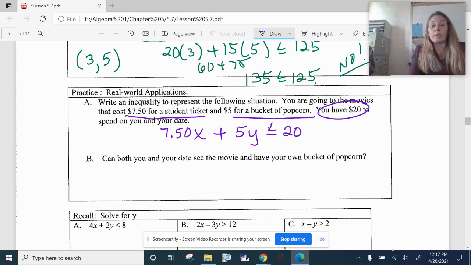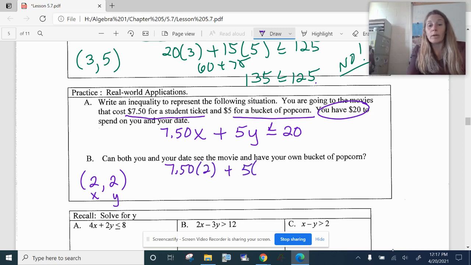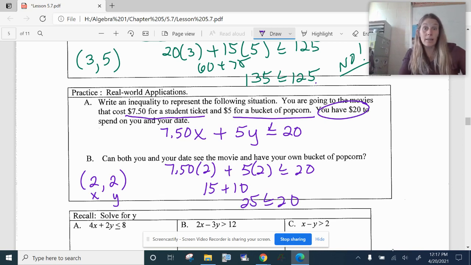Can both you and your date see the movie and have your own bucket of popcorn? Well, that would mean that you need 2 tickets and 2 popcorns. So that's what you would be substituting in for your 2 variables. So $7.50 times 2 plus 5 times 2. Well, this gives us 15 plus 10, which is 25, and 25 is not less than or equal to 20, so no, it would not work. You do not have enough money.